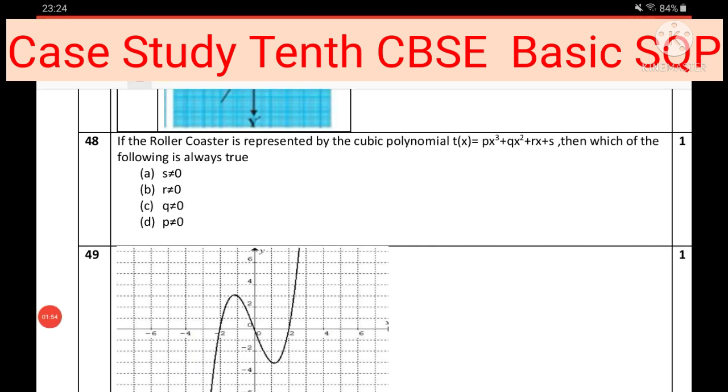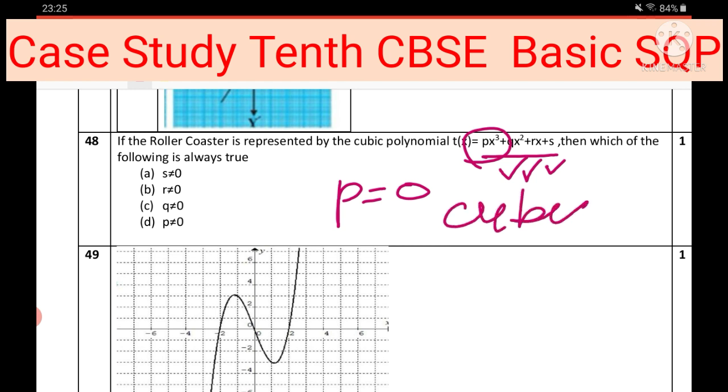Question number 48 says if the roller coaster is represented by this cubic polynomial, then which of the following is always true? See, S is not equal to 0. S definitely can be equal to 0. R can also be 0. Q can also be 0 because we can have a cubic polynomial with only x raised to power 3. So, P is not equal to 0 is always true. If P is equal to 0, then it is no more a cubic polynomial. Hence, D is the correct answer. P cannot be equal to 0.